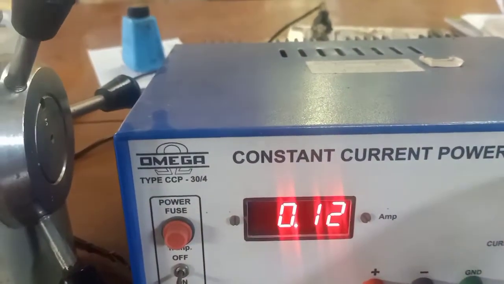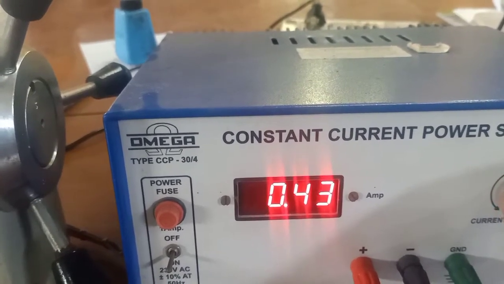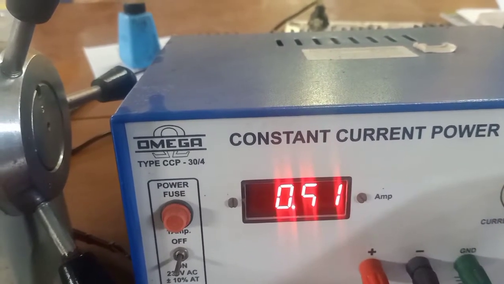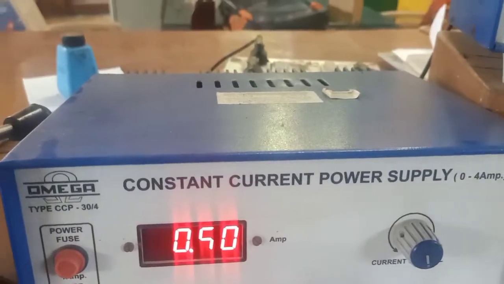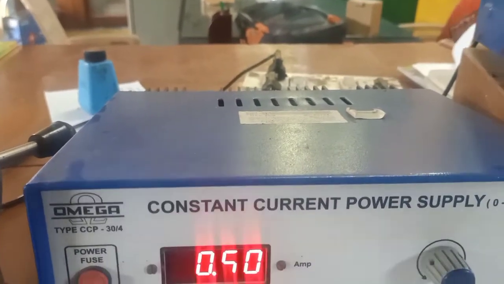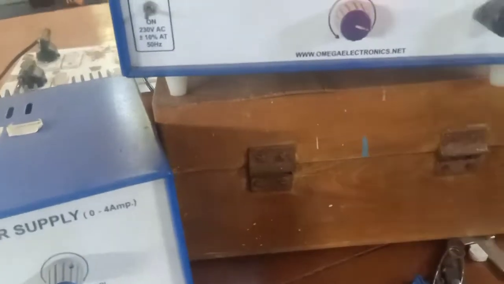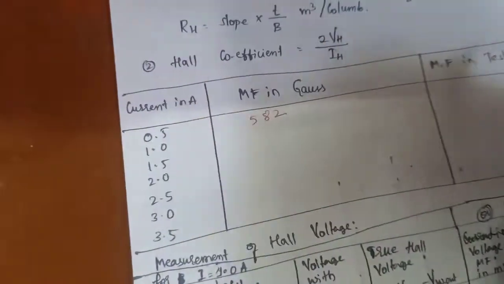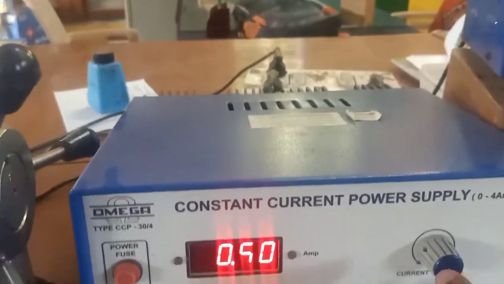Next, first we have to increase it to 0.5. One thing we have to remember is that we should not increase and decrease back and forth; we have to increase it in one direction only. Now the digital Gauss meter shows 582 for 0.5. In Gauss it is 582. And then we have to increase to 1.